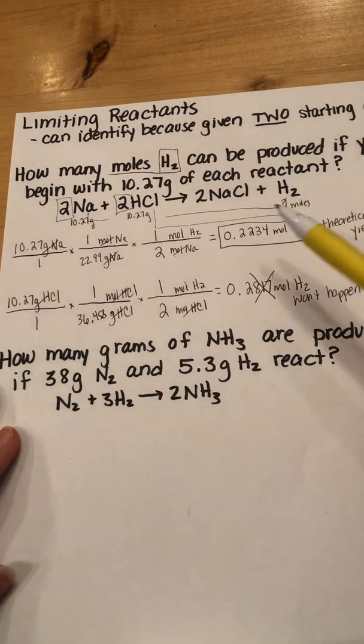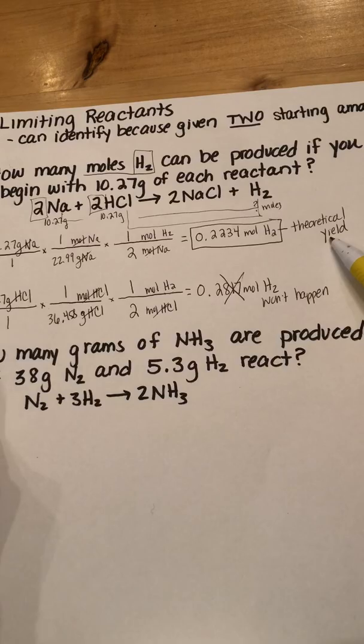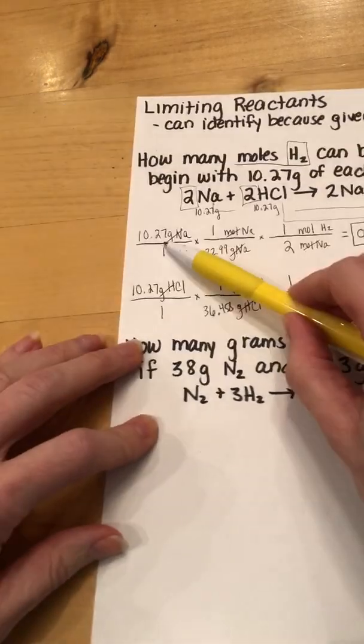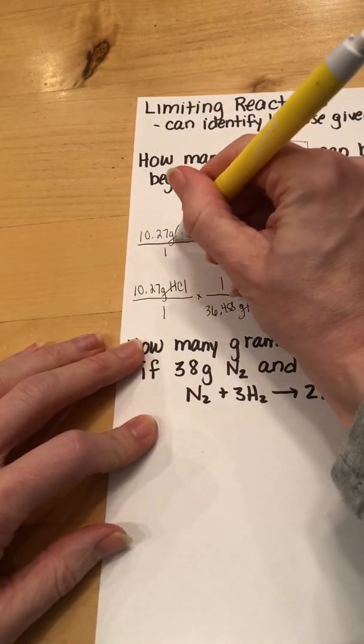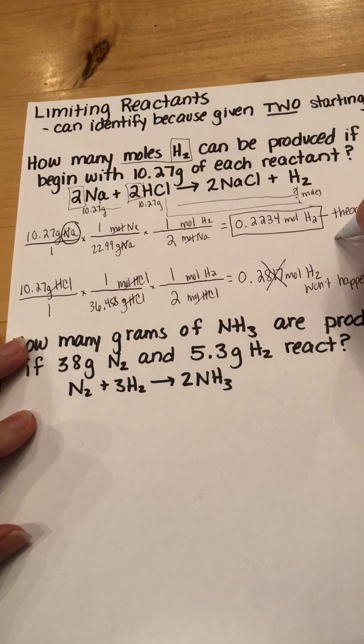And very simply, when you find which of these two numbers is the smaller one, and therefore your theoretical yield, you go back to the beginning, and the reactant that gave you that smaller amount is your limiting reactant. So I would write Na is my limiting reactant.